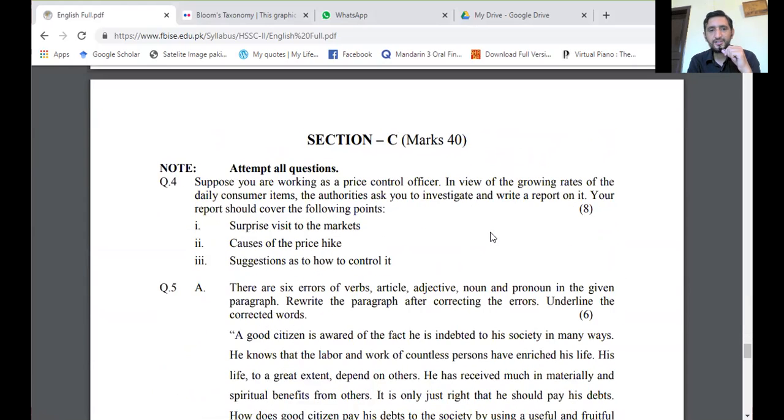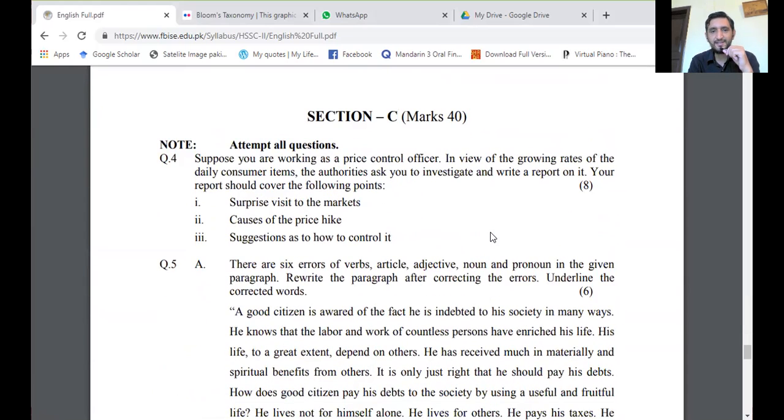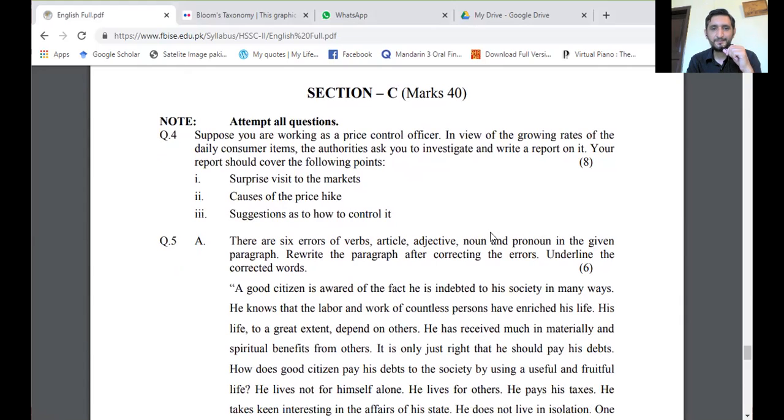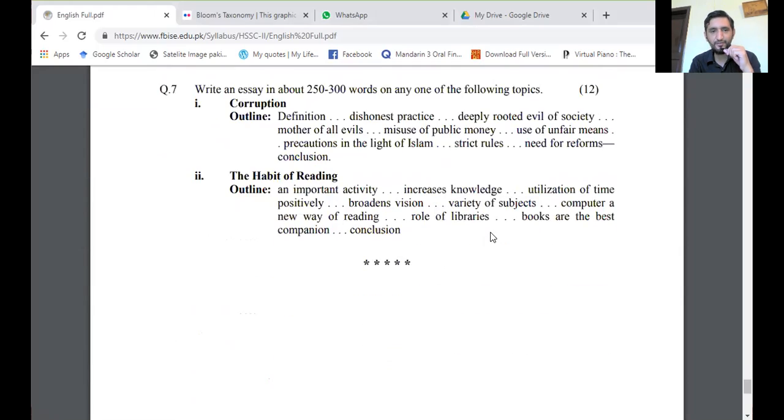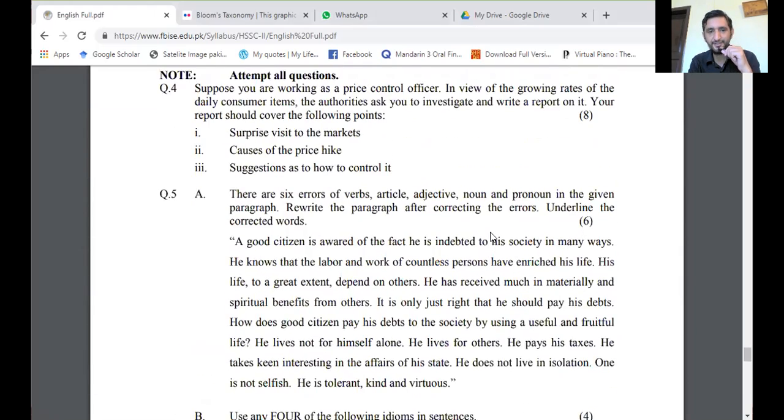Then comes section C. In section C, if you know English, this is the easiest part. If you don't know English, this is the most difficult part for you. So attempt all questions. Question 4, 5, 6, and 7. You have to attempt all of them. There is internal choice given in these.